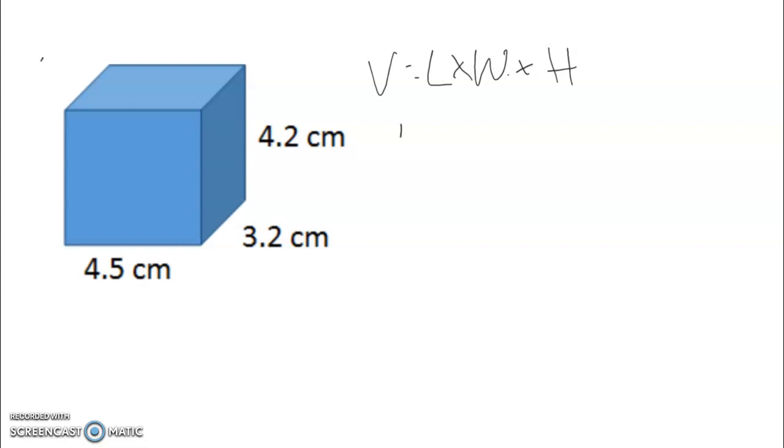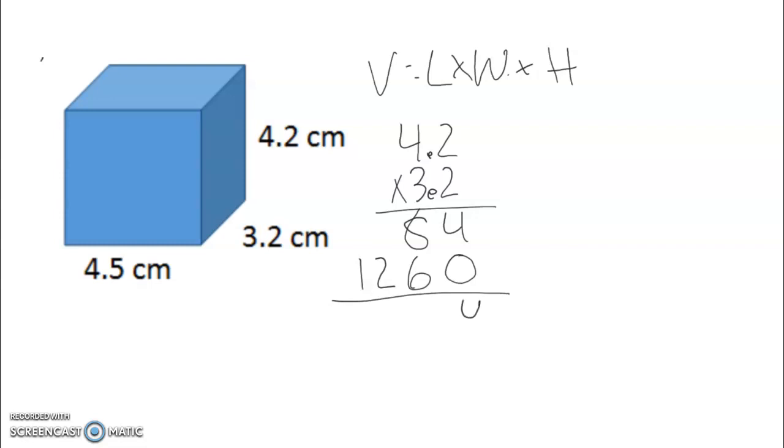I'm going to go ahead and start with the 4.2 times 3.2. 2 times 2 is 4. 4 times 2 is 8. Placeholder 0. 3 times 2 is 6. 3 times 4 is 12. And I'll add those. Carry that 1. I do have 2 numbers behind the decimal, so I'll have 2 numbers behind the decimal here.